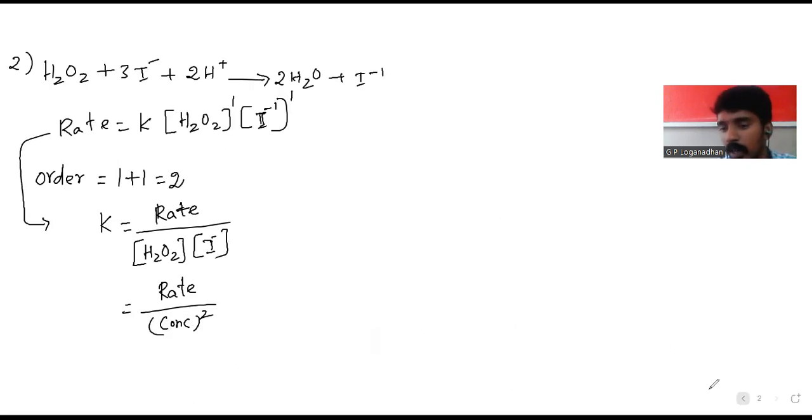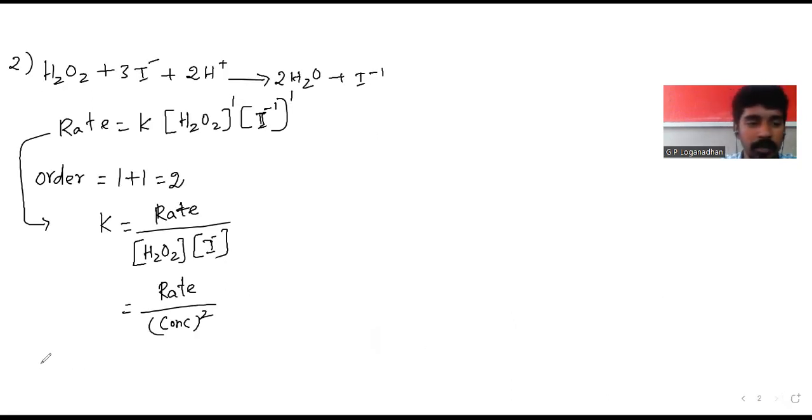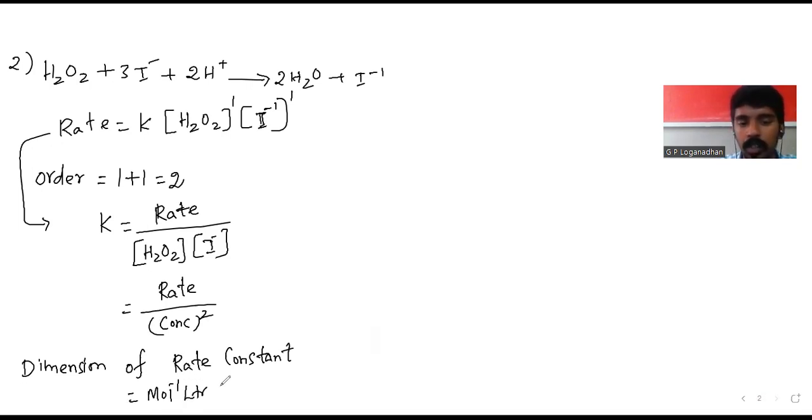What is the dimension? Mole inverse liter time inverse. Dimension of rate constant equals mole inverse liter time inverse. This is the answer. I hope you have understood. Next, C1.